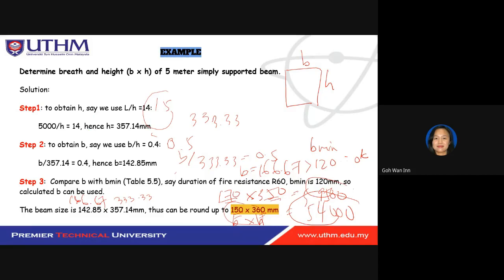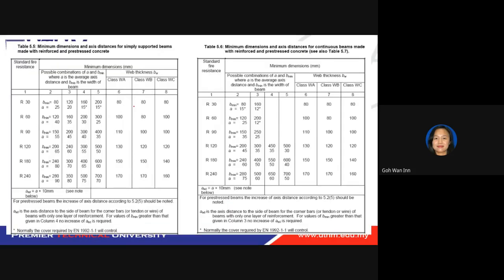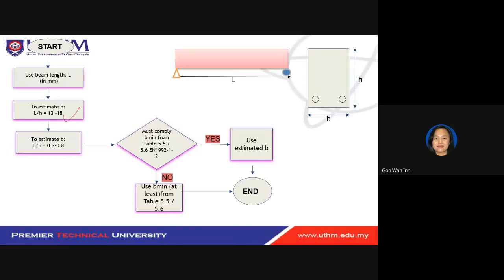So the range of this and this is a guidance for you to design your beam. It's a guidance. This is for the estimation, for the preliminary size. So any question for this?